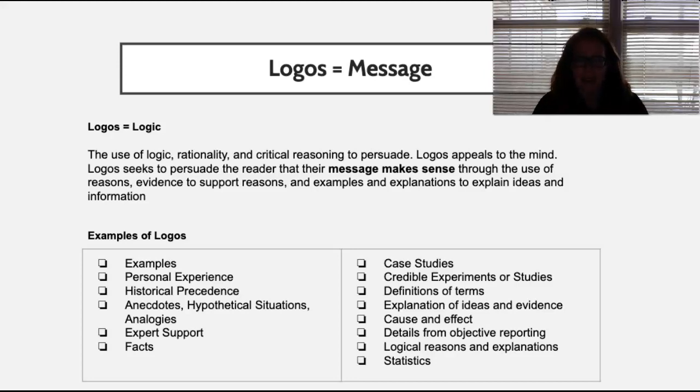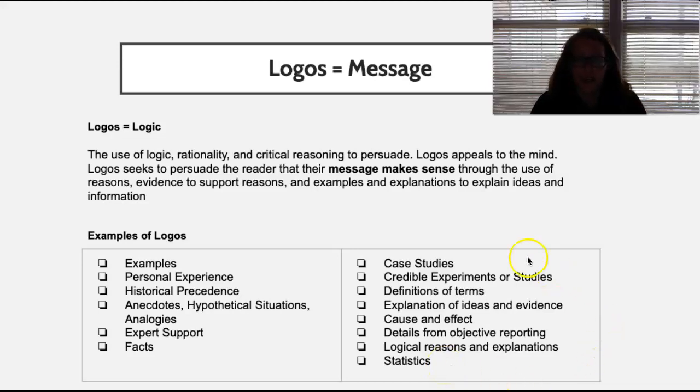So you might have some of these types of evidence. You might have examples, you might have personal experience, historical precedents. You might have anecdotes and hypothetical situations. Again, a lot of that comes back to trying to explain something you're trying to say. You might have expert support, facts, case studies, credible experiments, definitions of terms, explanation of the ideas and evidence you've presented. You might have some cause and effect type things. You might have details from objective reporting. You might have logical reasons and explanation, statistics, all kinds of things.